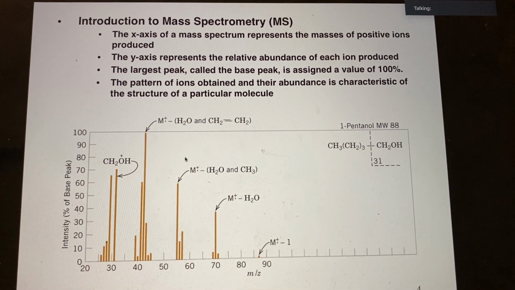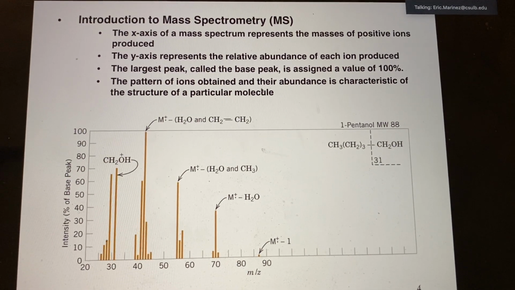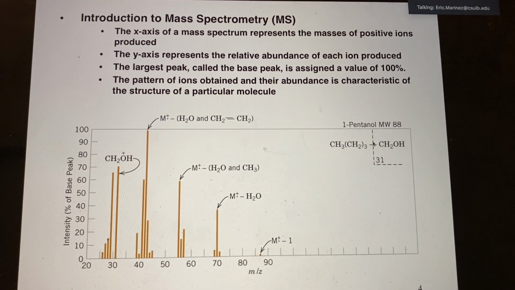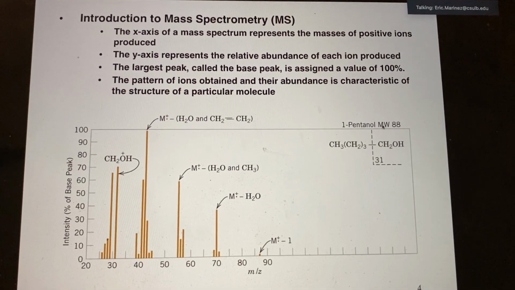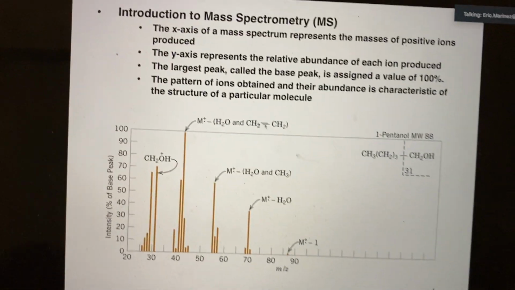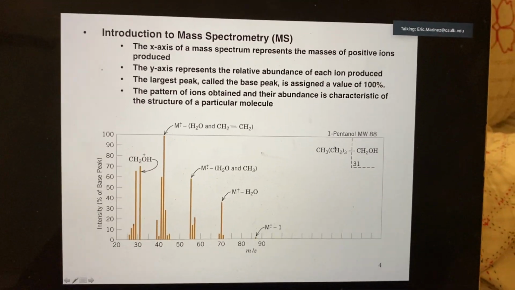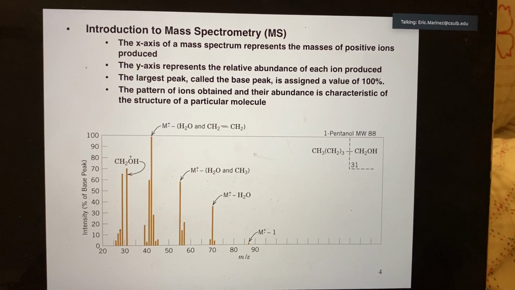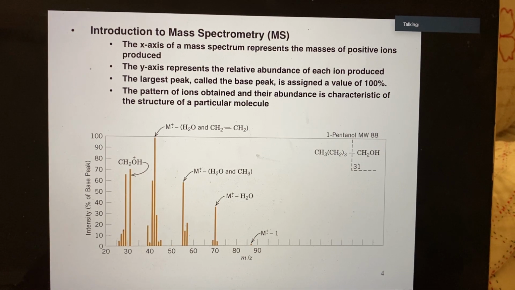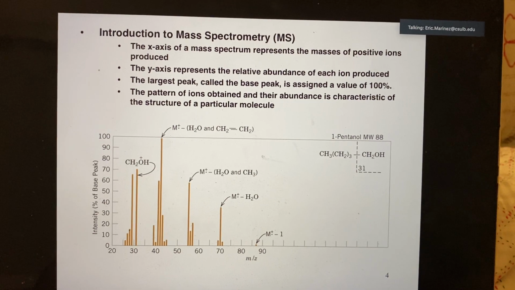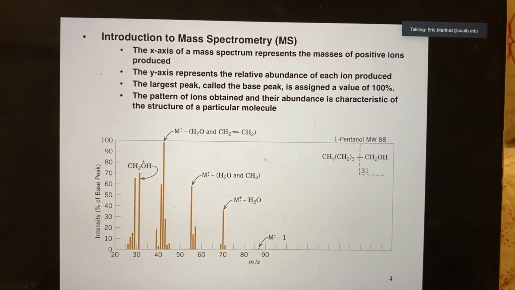Now, what's really interesting is that the characteristic of these ions obtained and their abundance is really characteristic of the structure of a particular molecule. So 1-pentanol, 2-pentanol, and 3-pentanol would look different because they're constitutional isomers. In essence, mass spec is also an effective way, just like IR was used as a fingerprint. Many drug labs also use mass spec to analyze what's in what they're analyzing, because every mass spec is very distinguishable for every compound.